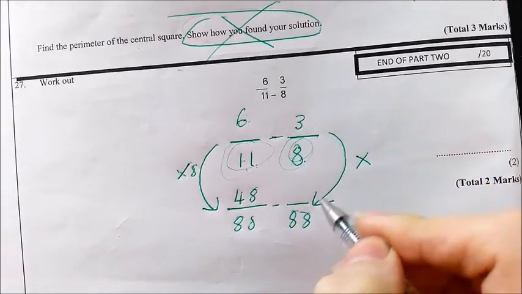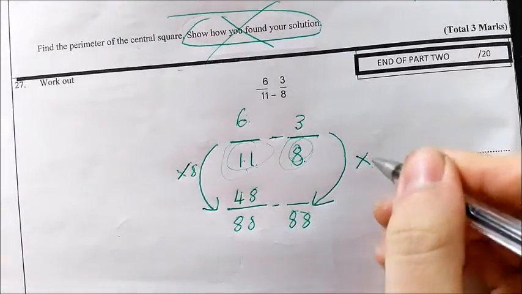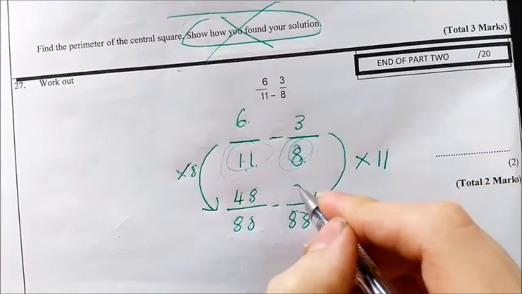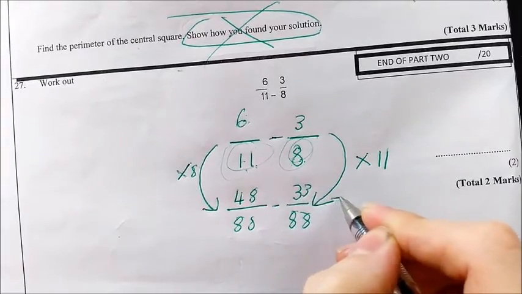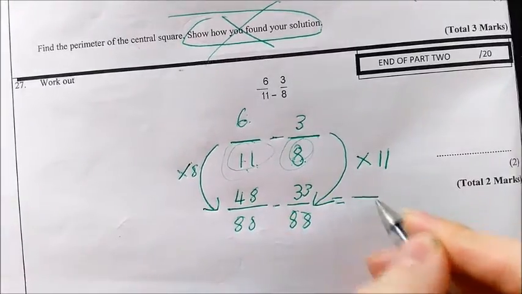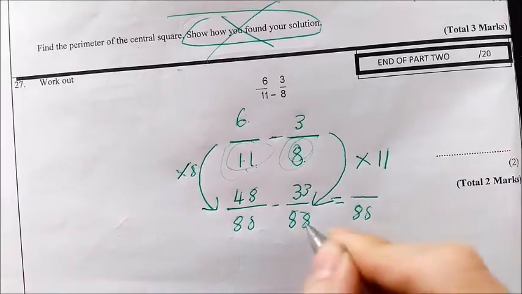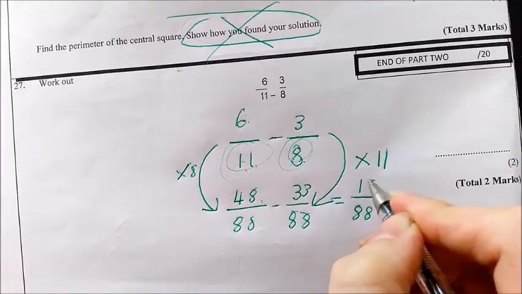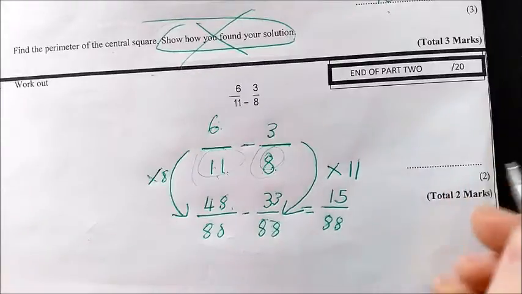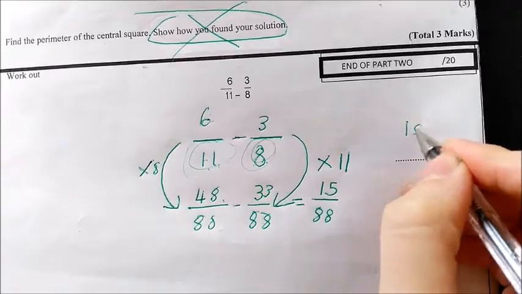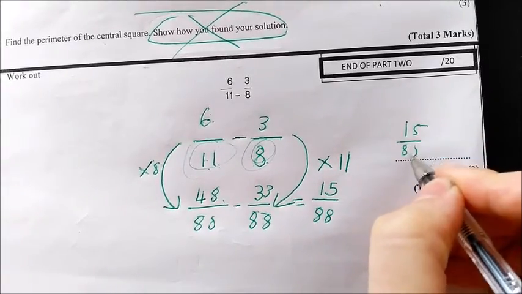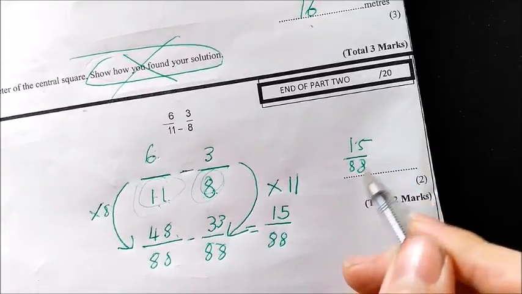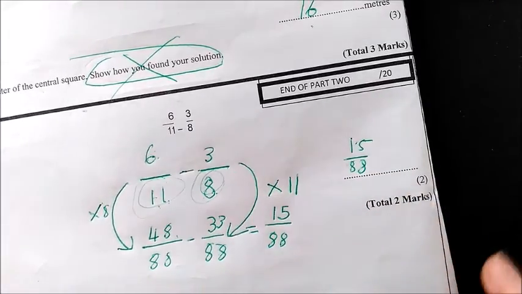Then I do 3. What did I times 8 by to get to 88? I've timesed it by 11. So now I need to do 3 multiplied by 11, which is 33. And that gives me the answer of over 88, because to keep my denominator the same, 48 take away 33, which is 15. And that's my answer. So then I'd write 15 over 88. Before I did that, I'd quickly check, can I simplify? Are there any numbers that both go into 15 and 88? In this case, there aren't. So I'm done.